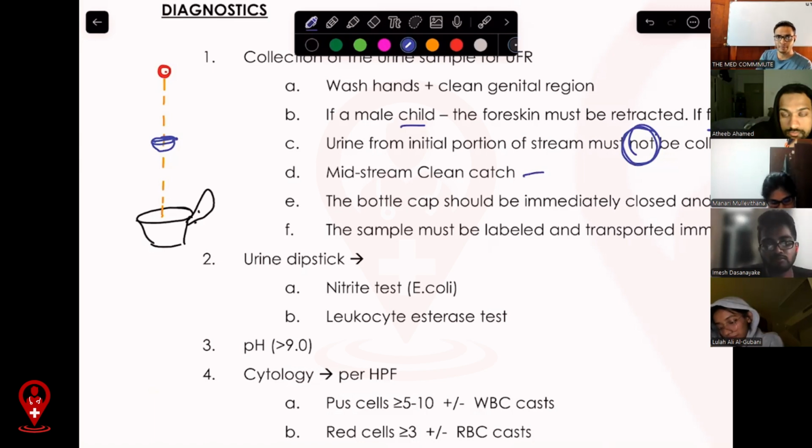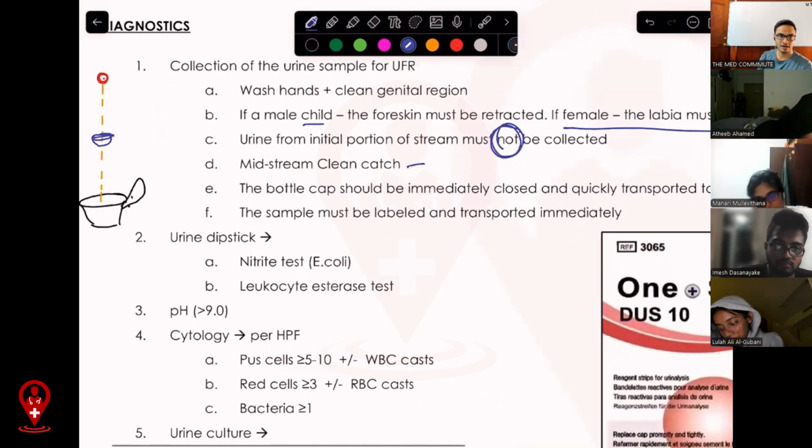Don't forget these words, guys. We must tell these words, even in exams when they ask, this is how you have to explain. Okay, then the next thing, the bottle cap. These are obvious things, guys.